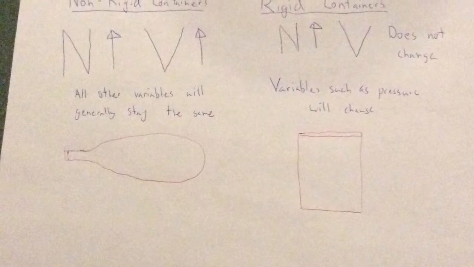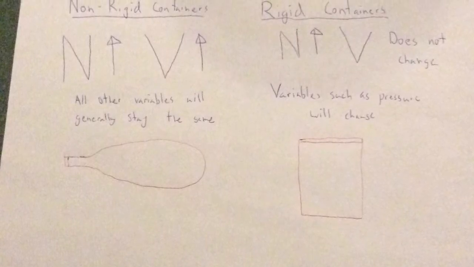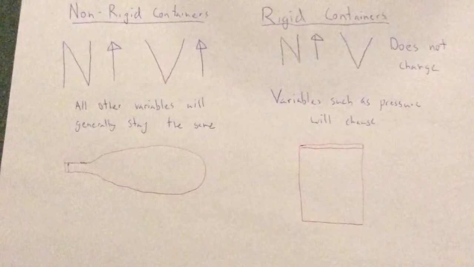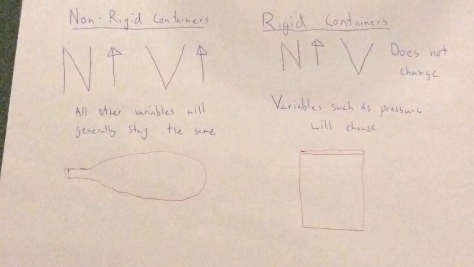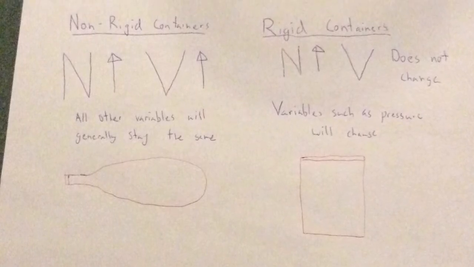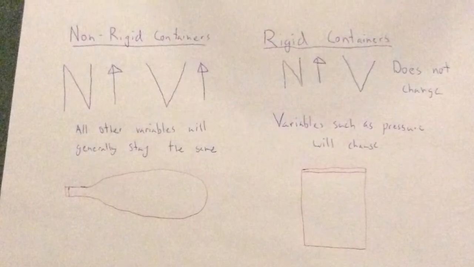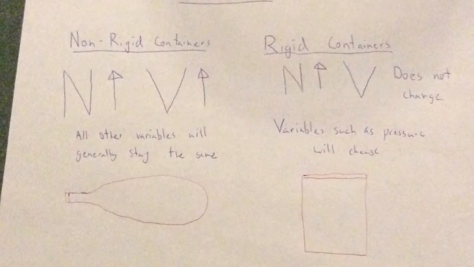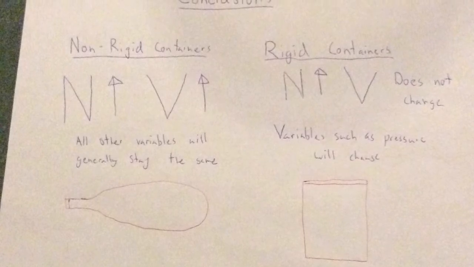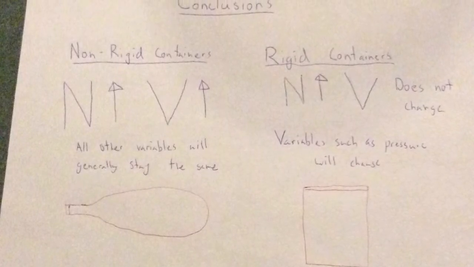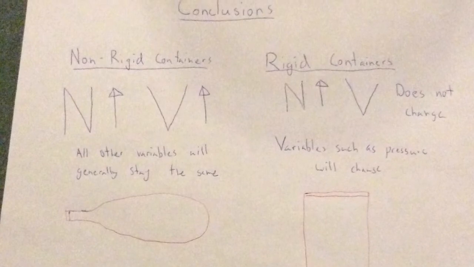The conclusions we could draw from this experiment is that in a non-rigid container, as the moles of gas goes up, so does the volume. And with a rigid container, as the moles of gas goes up, the volume does not change, and while other variables may change, the actual volume does not.